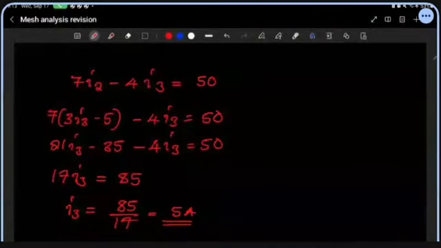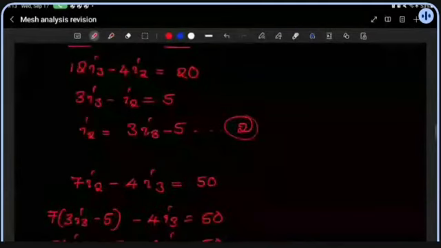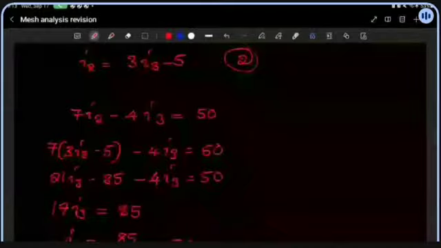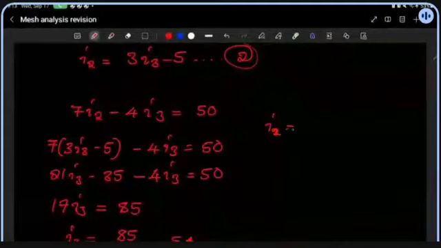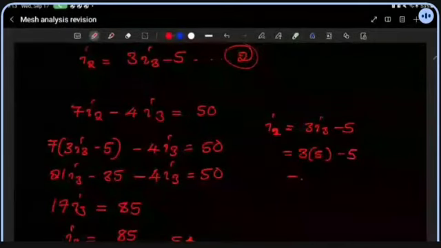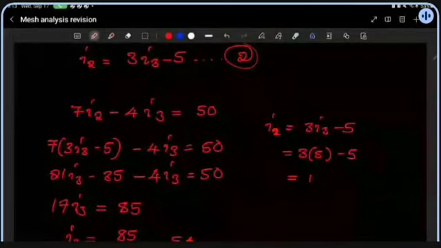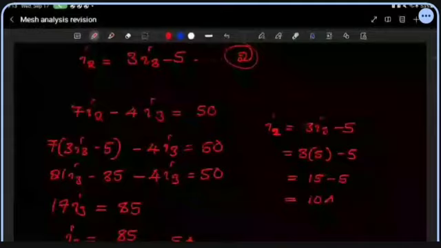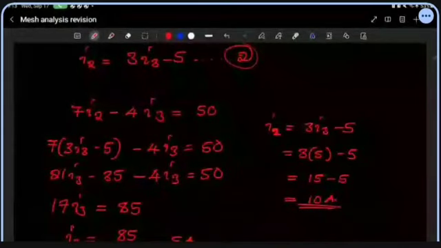So now we have I3 as well. Earlier we had I1. So you can now use equation 2 to know what I2 is. I2, we saw that I2 would be given by 3I3 minus 5. So this is now 3 by 5 minus 5. This would be 15 minus 5, giving us 10 amps. So just like that, we have figured out what I2 is.